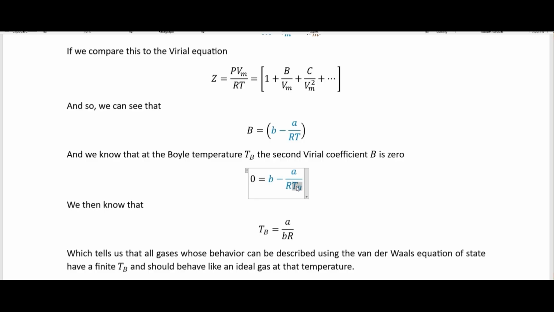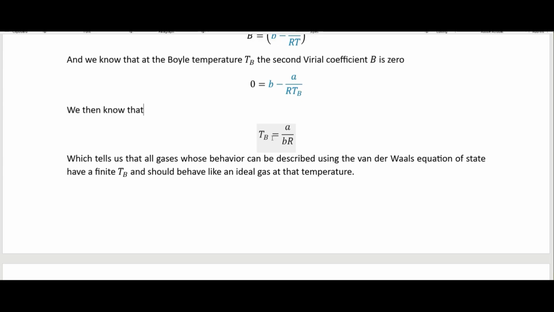Then we have the T sub B right here. So we can just solve this for the T sub B, and we see that the Boyle temperature can be found by doing this A parameter here divided by the B parameter times R, which tells us that all gases whose behavior can be described using the van der Waals equation of state have a finite, so an actual real Boyle temperature there, and should behave like an ideal gas at that temperature.